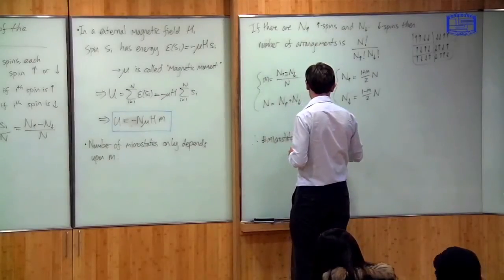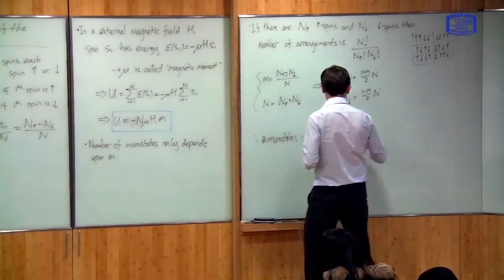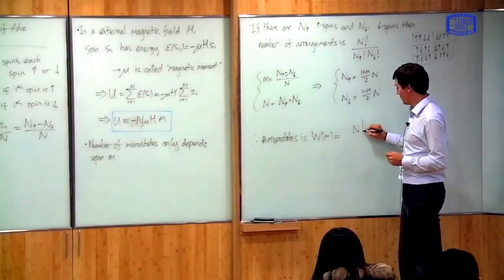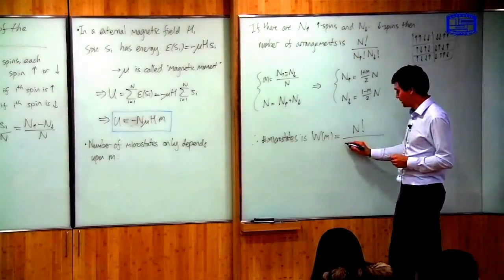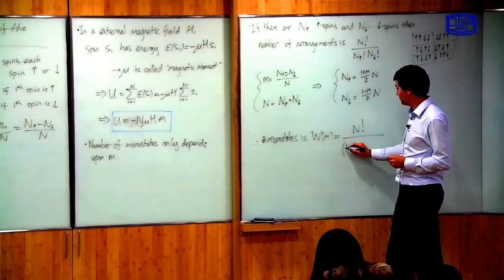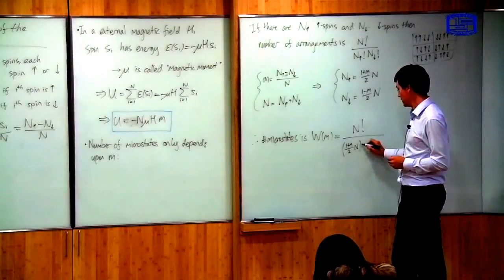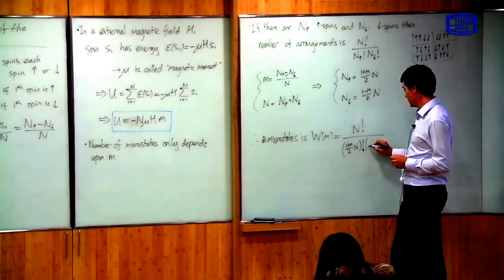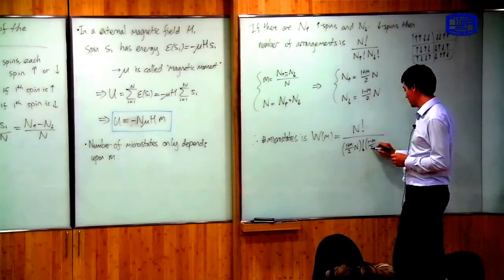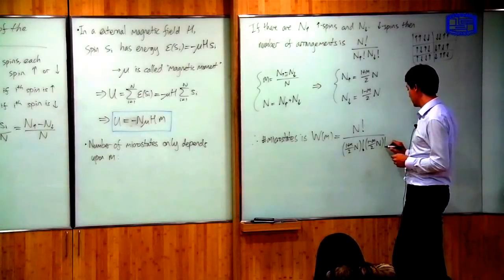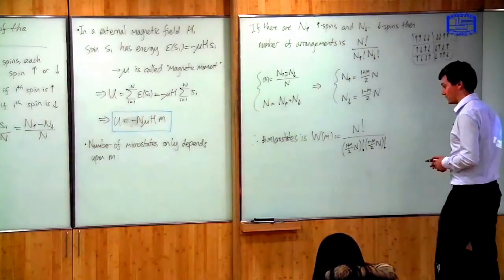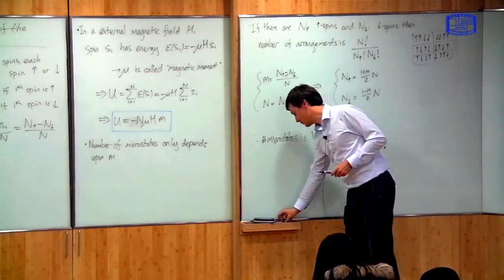This is W_m, which is simply N factorial divided by (N/2 + M/2) factorial times (N/2 - M/2) factorial. Okay. So this is our second important equation.